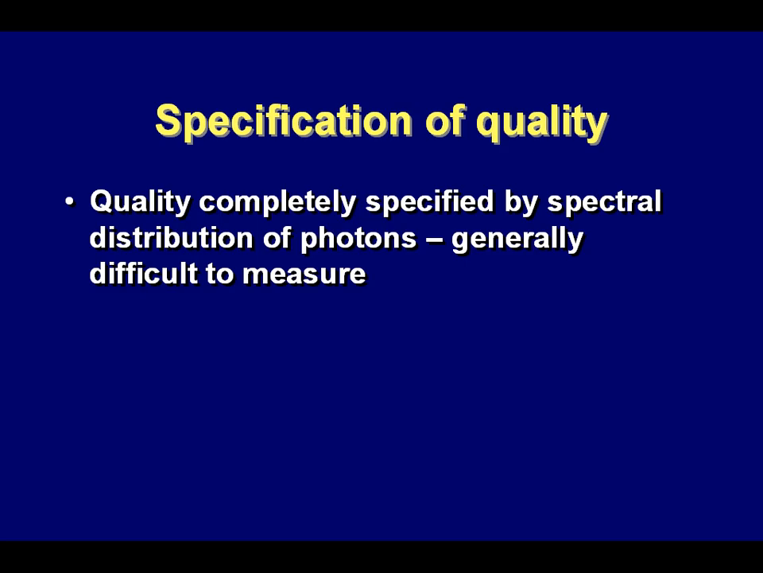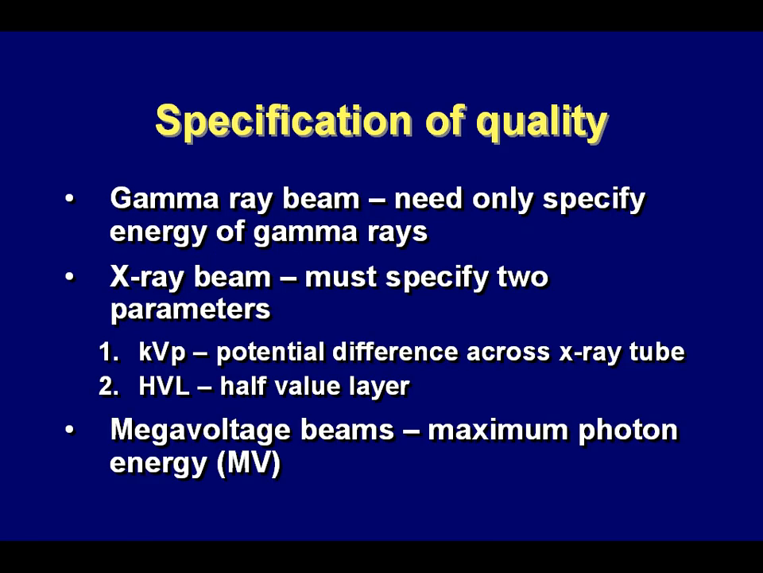What we're going to try to do is specify the quality by maybe one or two numbers that will characterize the beam of radiation. And if we have a gamma ray beam, it's very simple to specify the quality because all we need to do is specify the energy of the gamma rays. We know exactly what's coming out of a gamma ray source.